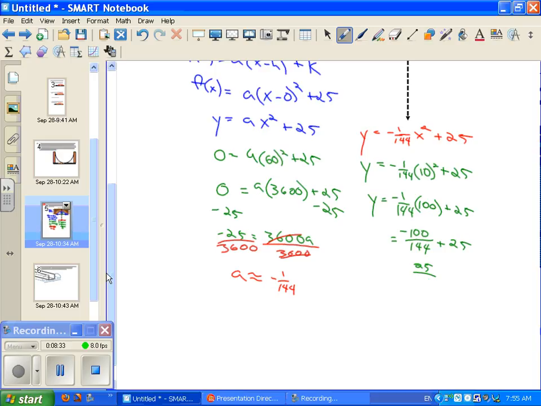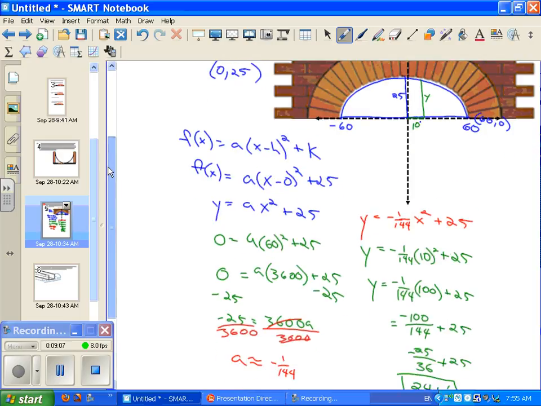Does this seem right? Better. All right. Oh, and this is negative. So it's actually not going to be that much lower. It's going to be 25 minus whatever 25/36 is. So I'm going to get 24 and 11/36, so about 24 and a quarter feet tall. So it didn't really come down all that much.